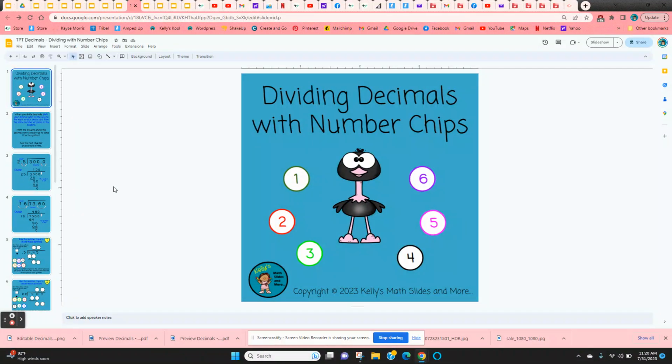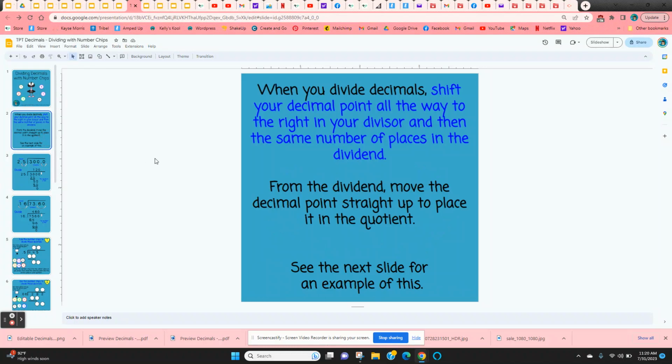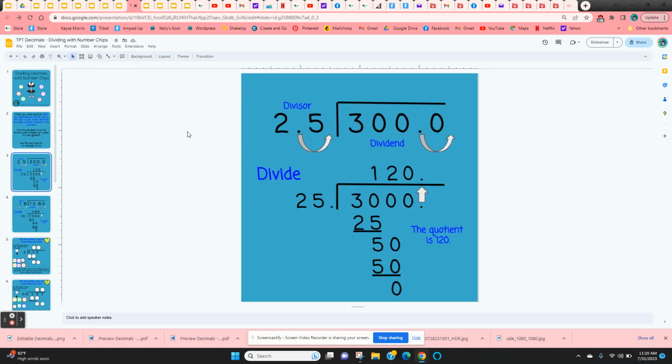This is a digital lesson, and it starts with explaining to the students how to move the decimal point all the way to the right in the divisor and in the dividend. And it gives them a couple of examples. So in this case, if we move the decimal point all the way to the right, it'll be one place to the right. If we move the decimal point one place to the right in the divisor, we have to also move it one place to the right in the dividend. And this shows the division.